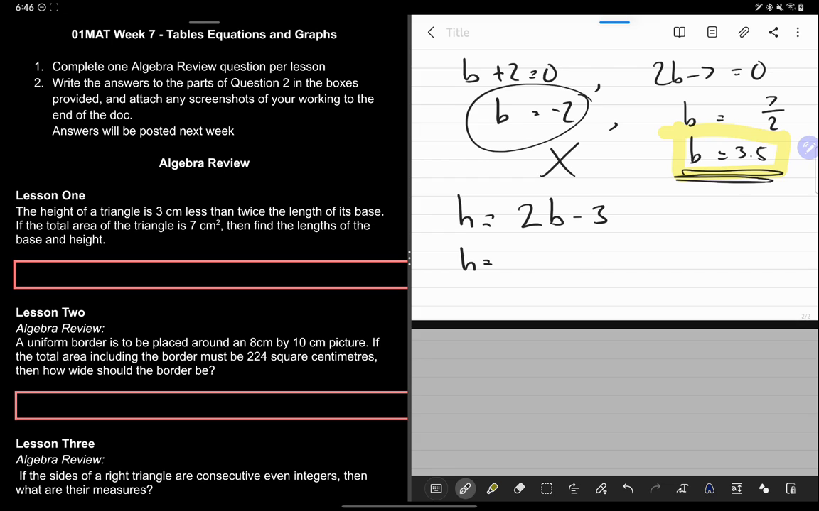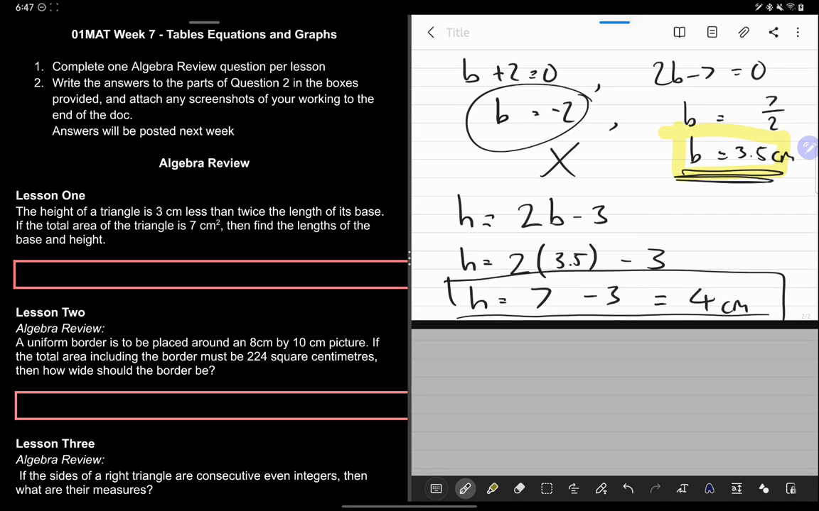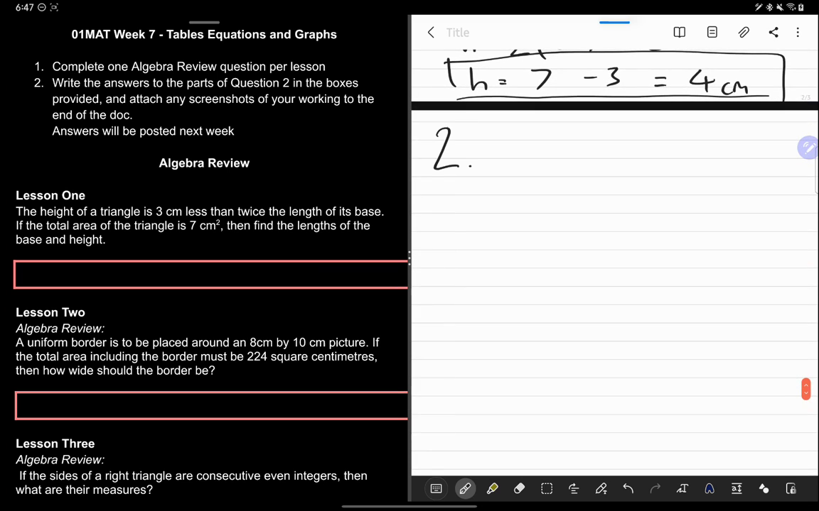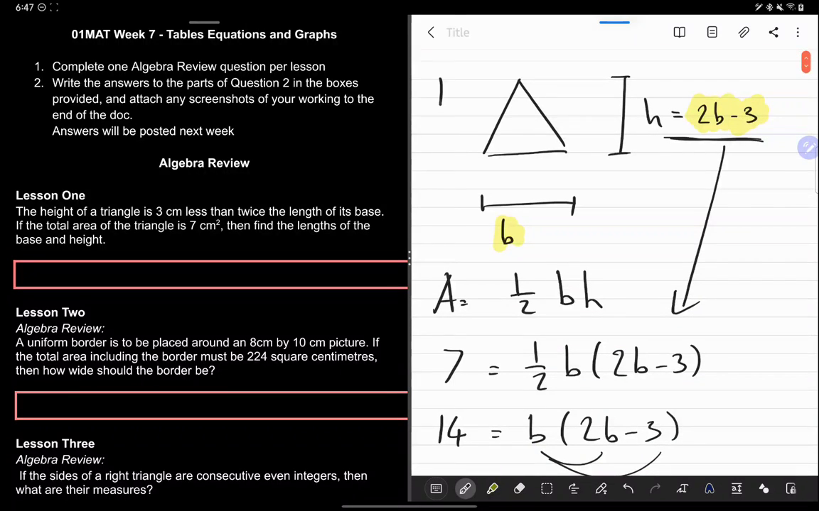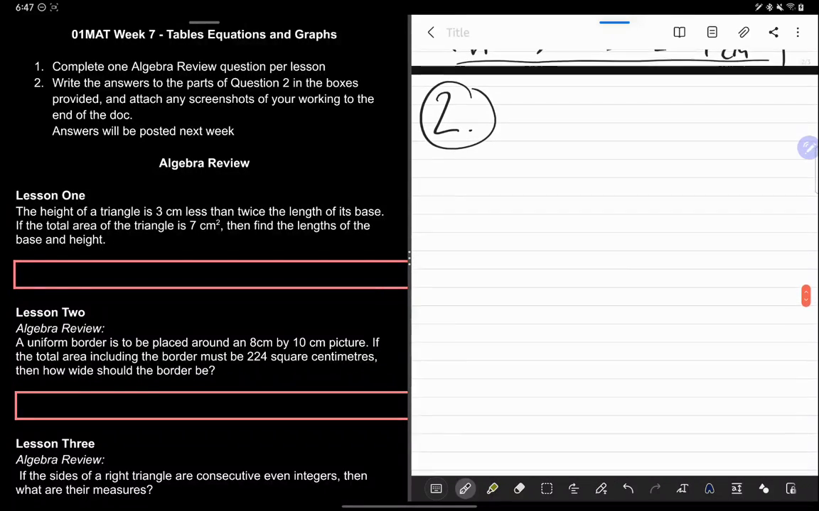actually no, let's not skip steps. Let's make it as clear as possible. 2 times, well, I can say 7 over 2. I can also say 3.5. Doesn't matter, it's the same number, which gives you 7 minus 3, which is 4. Oh yes, of course, units. So h is that, and b is that, so 3.5 centimeters. Boom, done. Question 2. I didn't actually label this as question 1. Question 1. Question 2.